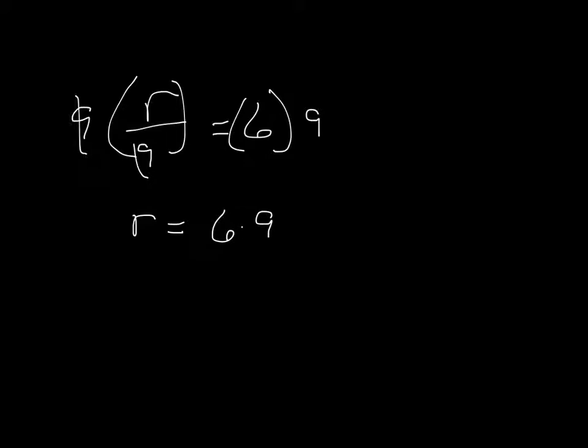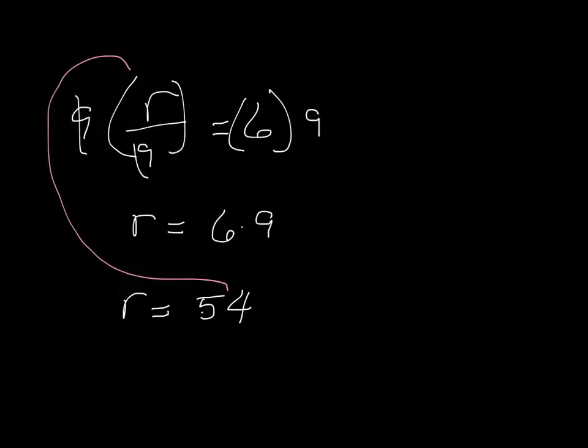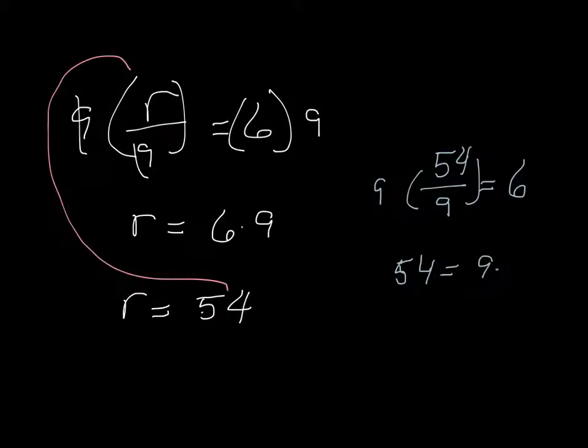Ladies and gentlemen, 9 times 6 is what? Good job. 54. You have just answered this question. If I go ahead and put 54 back in up here, I'll put this in blue for us. I'll have 54 over 9 equals 6. Is that correct? Well, yes, it's correct, because if we go ahead and do the same thing again and multiply this by 9, we have 54 equals 9 times 6. 9 times 6 does equal 54. And ladies and gentlemen, it checks.